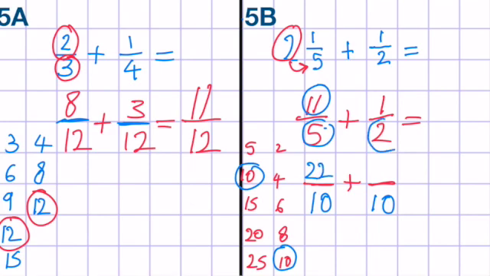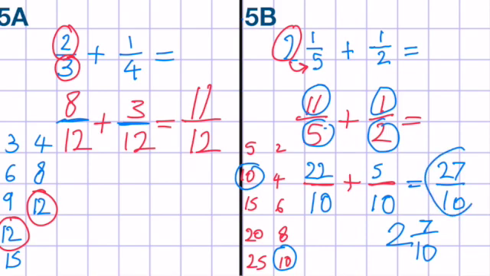What did I do to 2 to make it into 10? I times it by 5. So I do the same to the numerator, and that's 5. So the denominator is 10. And then it's 22 add 5, which is 27. So 27 tenths is correct. I can also write my answer as a mixed number. So 10 goes into 27 2 times. So I have 2 wholes and 7 tenths. So the answer is either 27 tenths or 2 and 7 tenths.